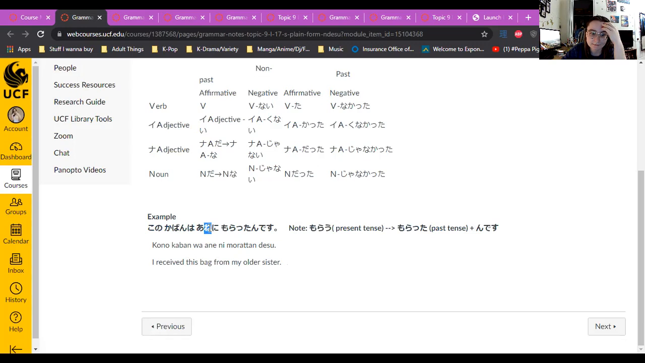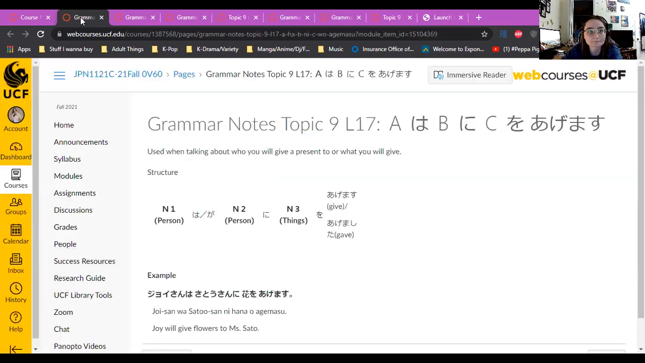I think either my brain's not working or this is the wrong character. I'm not sure. Yeah. So morau means to receive. So you put it in past tense because you received it and you add desu to the end of it. Okay. So let's move on to the next thing that we have to do.